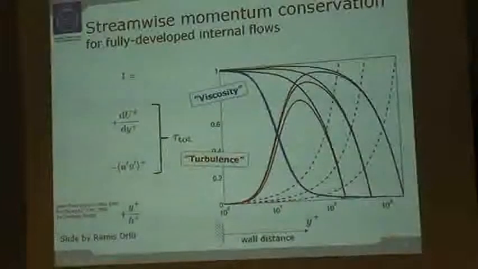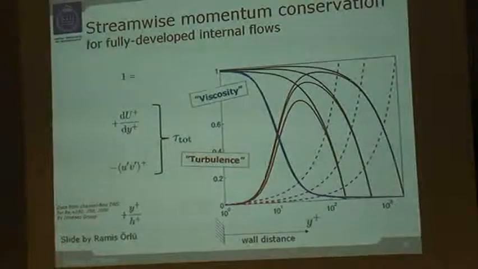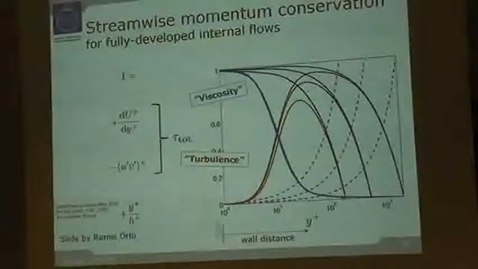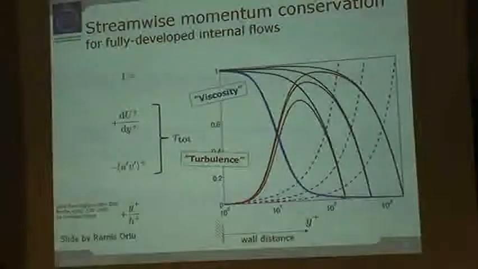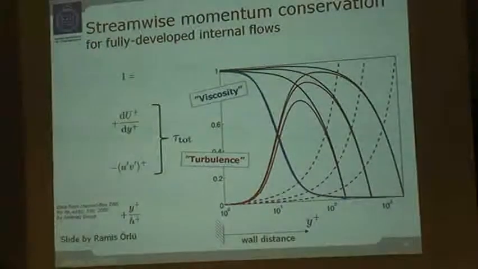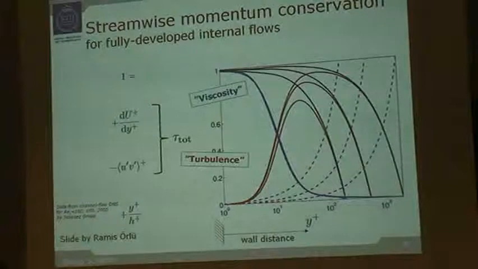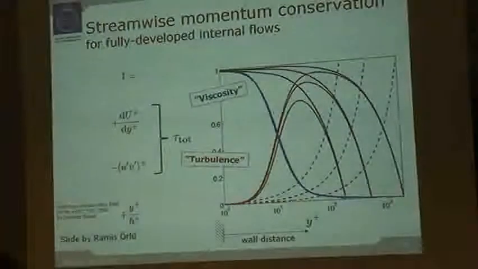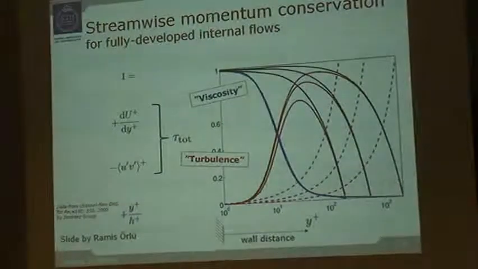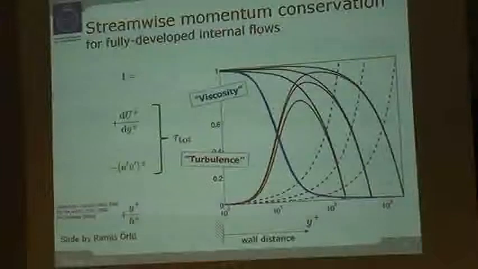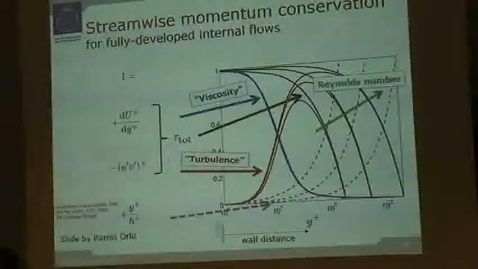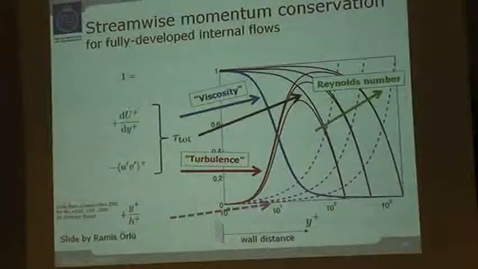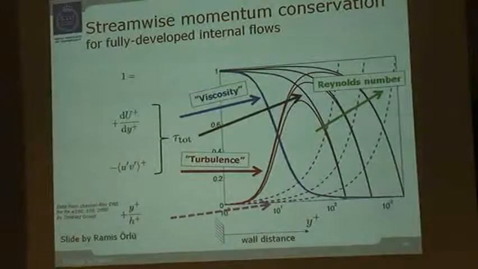Now, if you just look at the magnitude of these terms in the turbulent channel flow, we see here, let's assume that the wall is somewhere here, and far away is the channel center. So this is increasing wall distance. These various lines here correspond to different Reynolds numbers.